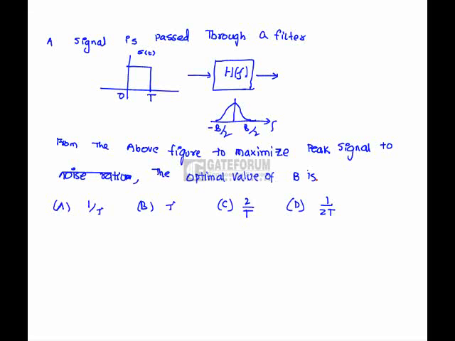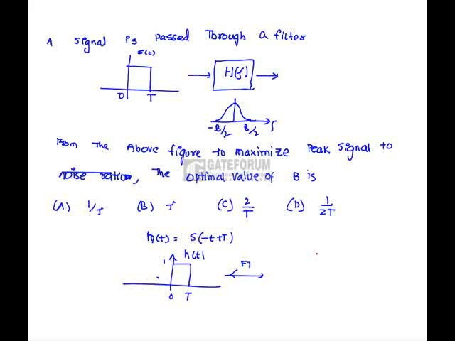A signal is passed through a filter. From the above figure, to maximize the peak signal to noise ratio, what will be the optimum value of bandwidth? See, for maximizing peak signal to noise ratio, h of t equals s of minus t plus T. This is also from 0 to T. This is h of t. If we apply the Fourier transform to this one, we will get the bandwidth.